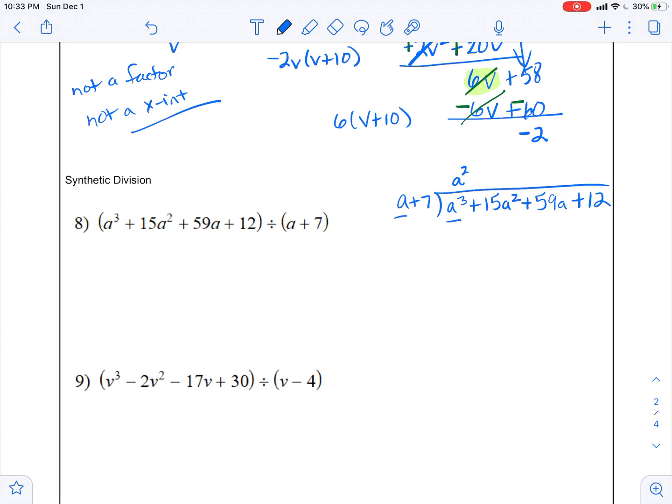Distributive property, guys. Again, that distributive property we talked about in one of the last videos. So we've got a cubed plus 7a squared. We are now going to change the signs and subtract. Those are going to cancel, and I now have 8a squared, 15 minus 7. I'm going to bring down the 59.